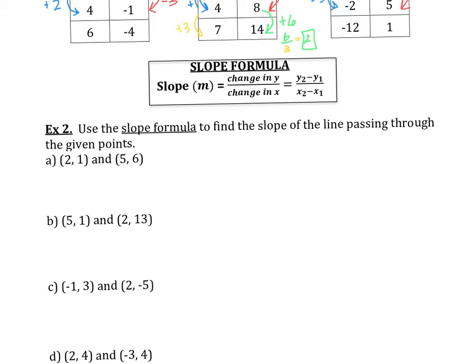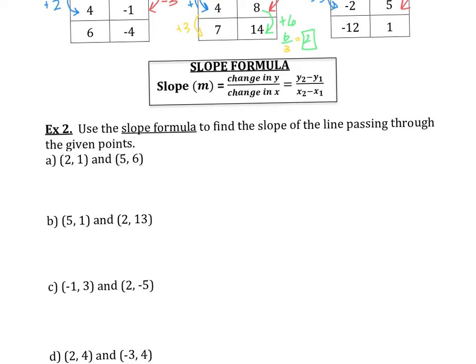Okay, now we're going to cover the slope formula. The slope formula is how you can find the slope when you're given 2 points, and it's still the same idea as rise over run and from the table. Because the slope is the change in y over the change in x, to find the change in y, you subtract the two y values. We call it y2 minus y1, and to get change in x, you subtract the two x values.